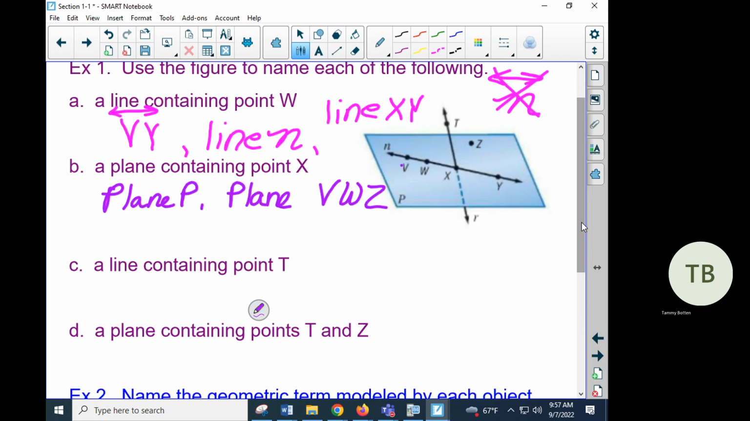Okay. Then it says a line containing point T. So that's this line right here. Does anyone have a way that we can name that? Line TX, very good. We have another way. Line R, perfect. So this we could use and this.